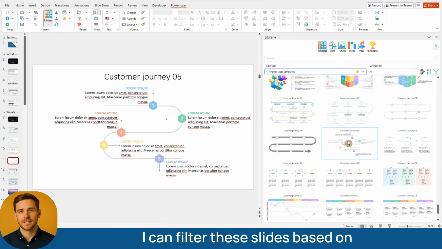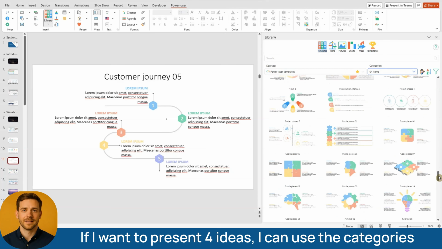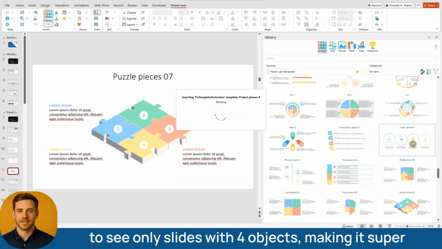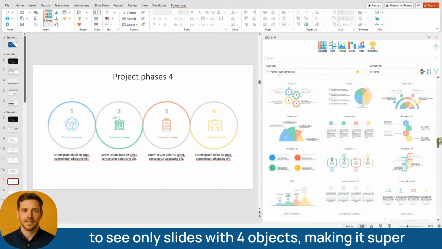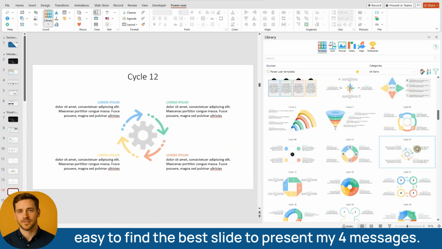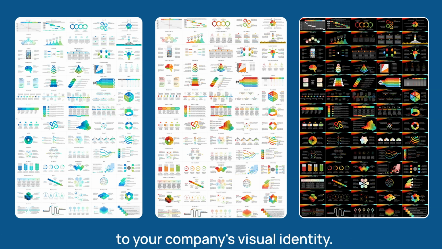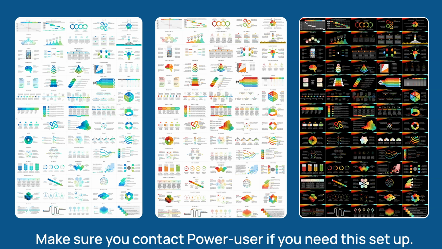I can filter these slides based on the number of elements I need. If I want to present 4 ideas, I can use the categories to see only slides with 4 objects, making it super easy to find the best slide to present my 4 messages. Note that the library can be customized to your company's visual identity. Make sure you contact PowerUser if you need this set up.